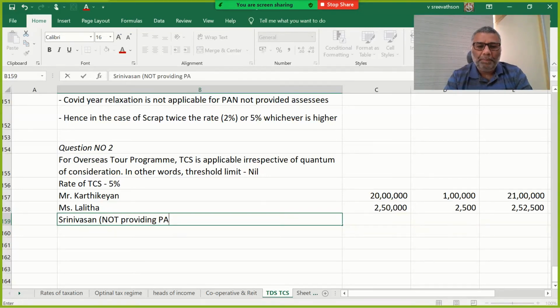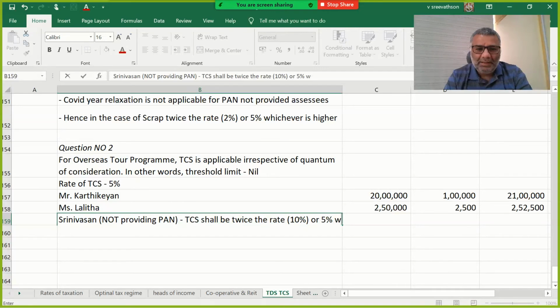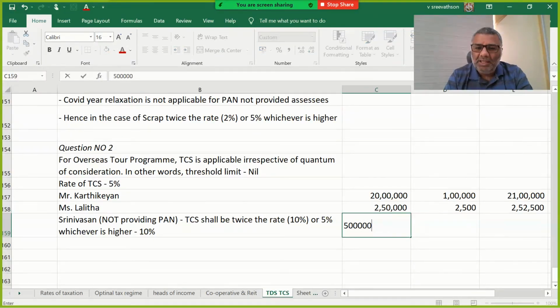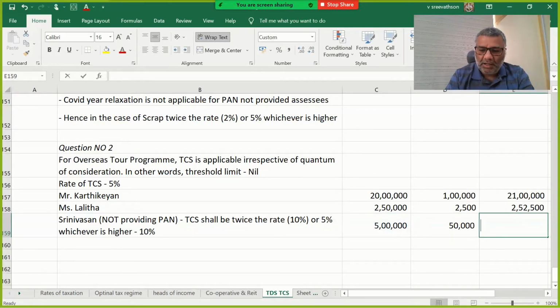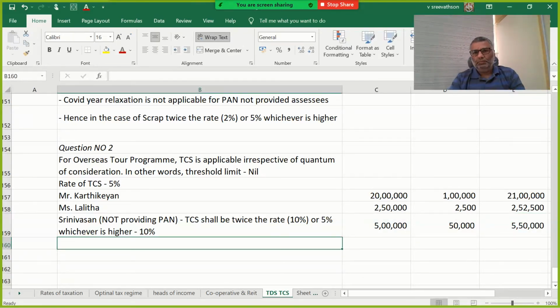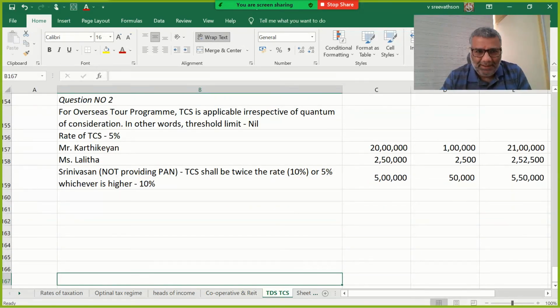And here is a case of Srinivasan not providing PAN. TCS shall be twice the rate, which is 10%, because the normal rate is 5%, or 5%, whichever is higher. So in his case, it will be 10%. 5 lakhs is what he is spending, into 10% they will collect, so 5,50,000. Questionable area, I feel.